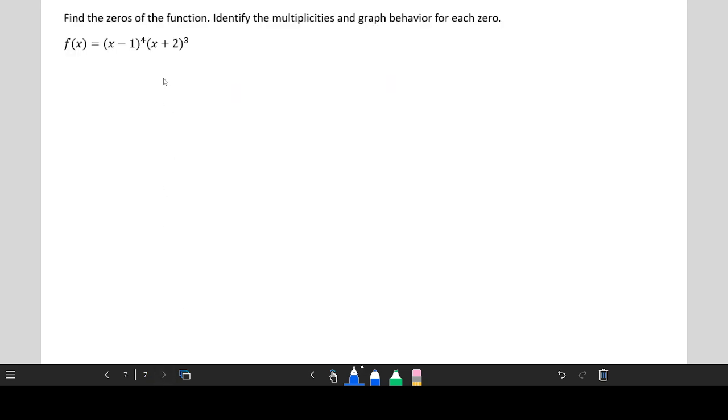So here's an example of a function. It's already been factored, and this function has a lot of factors actually, even though it doesn't look like it. We have x minus 1 to the 4th here, which means we essentially have the x minus 1 factor showing up 4 times. And then we have x plus 2 cubed, which means we have 3 factors of x plus 2.